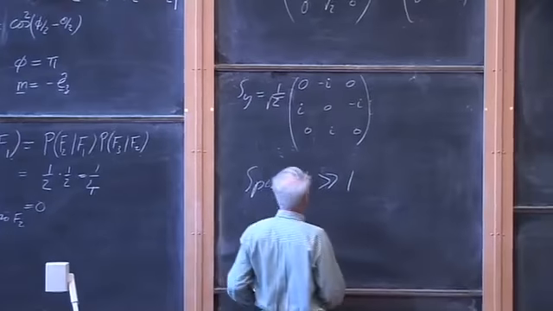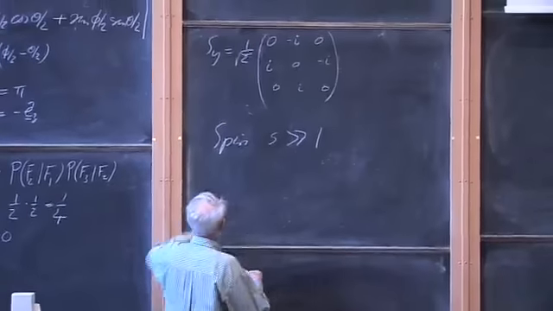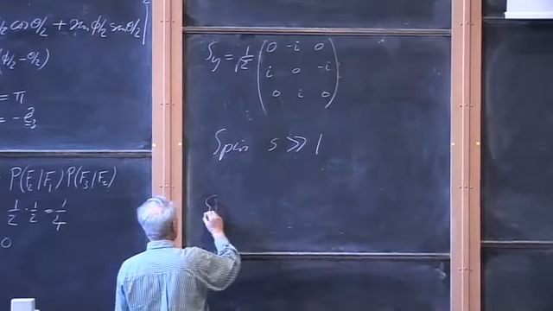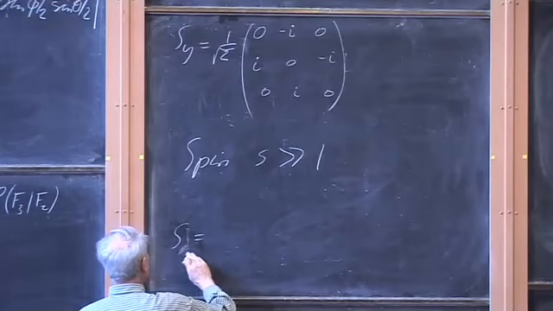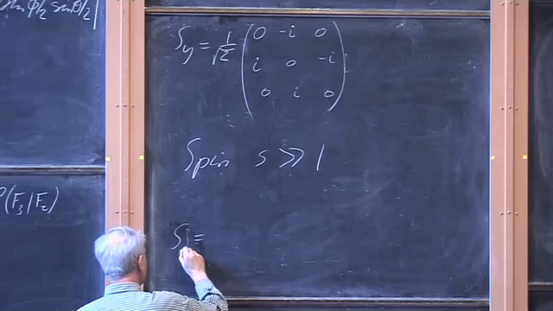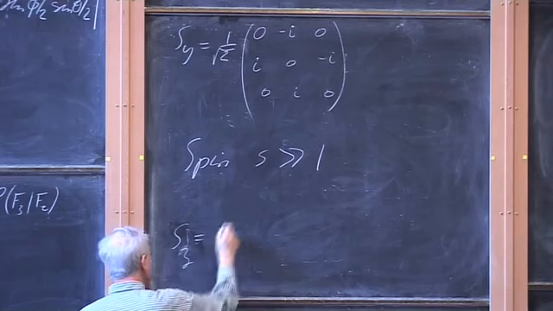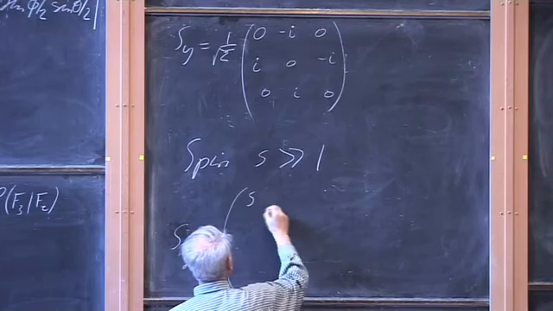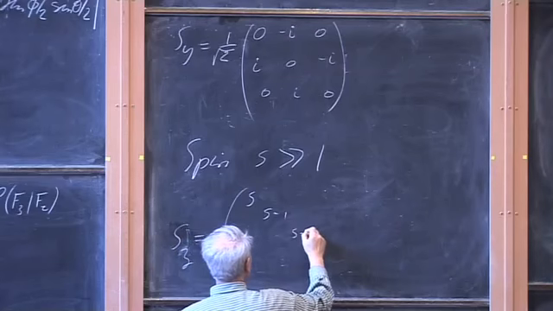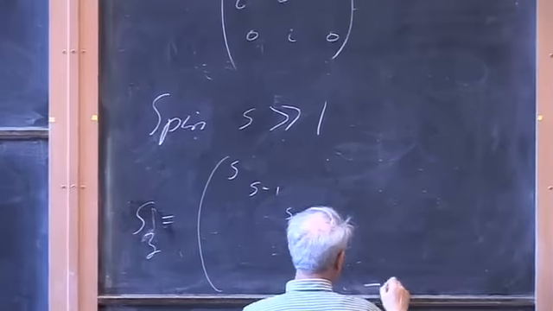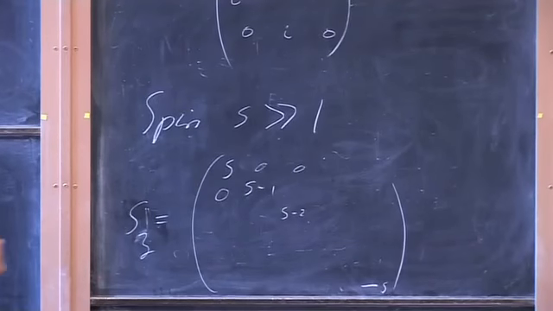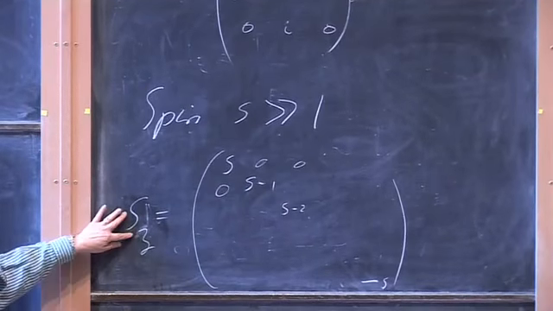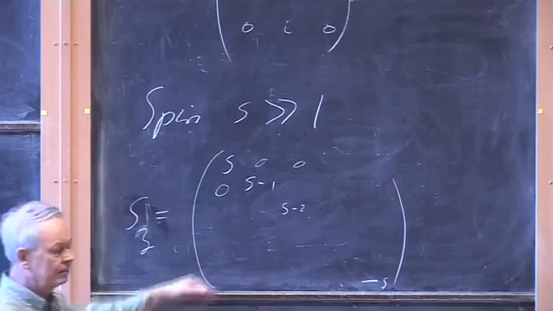Everything we've done carries over absolutely straightforwardly. We have that Sz in this case is going to be S, S minus 1, S minus 2, down to minus S along the diagonal. It's going to be the matrix of the eigenvalues of Sz, diagonal.